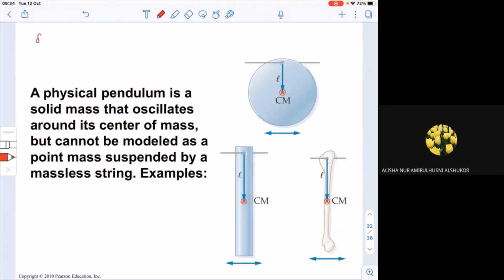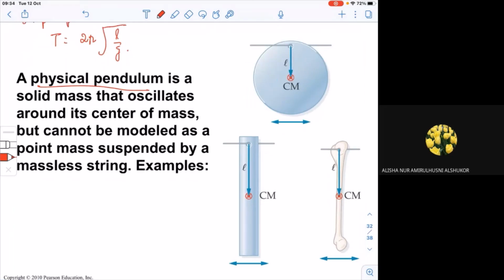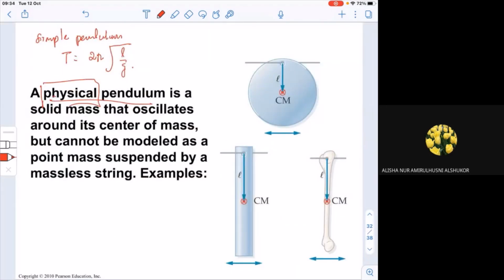Before this, a simple pendulum: T equals 2 pi the square root of L over g. Right now we have a physical pendulum. So what is a physical pendulum? It uses not a massless string, not a massless thread, but a thing that has a center of mass. For example, we are using a ruler, we are using bones, other objects to oscillate. Whatever you are using, let's say ruler or bones, it contains mass. So it cannot be a simple pendulum. That's why we call it a physical pendulum.